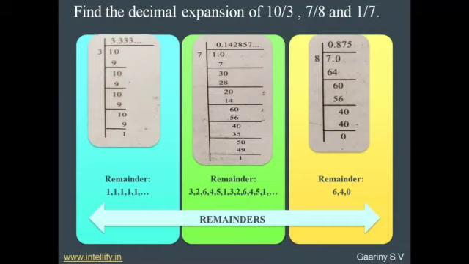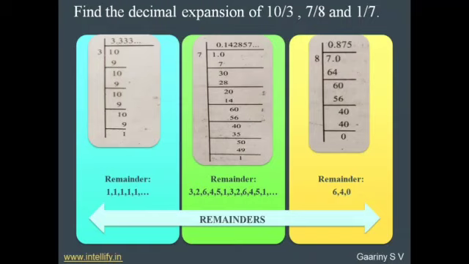So we are putting a quotient 3 here. When we multiply 3 by 3, we get 9. When we subtract 9 from the dividend, we get the remainder as 1. Since the remainder 1 is less than the divisor, we are putting a decimal point in the quotient. After putting the decimal point, you can add a 0 to the remainder. So now you are getting the number 10, which is greater than the divisor, so you can now divide this.